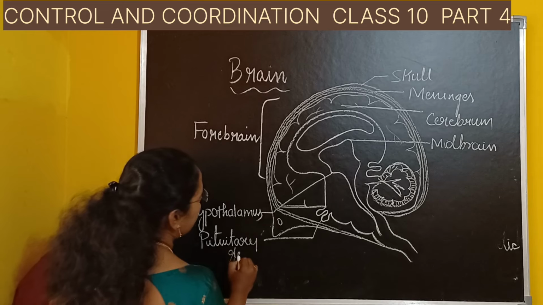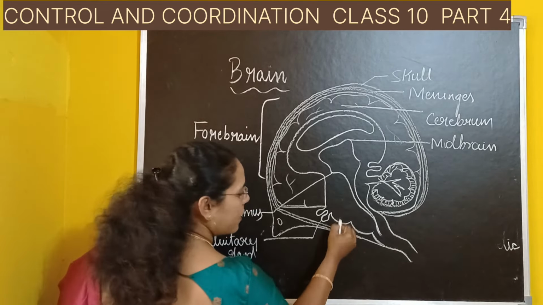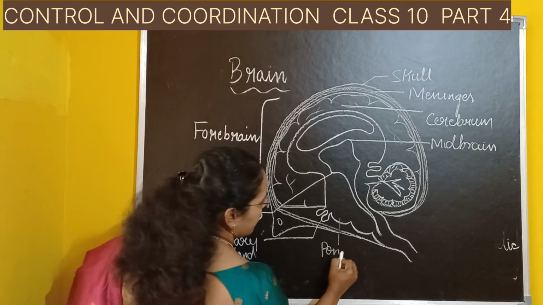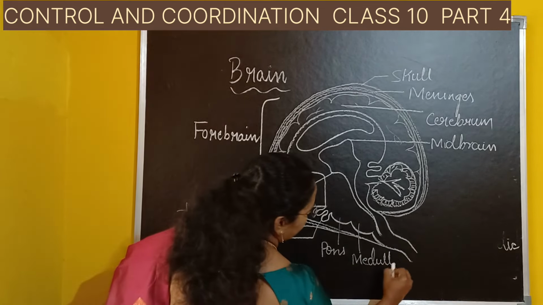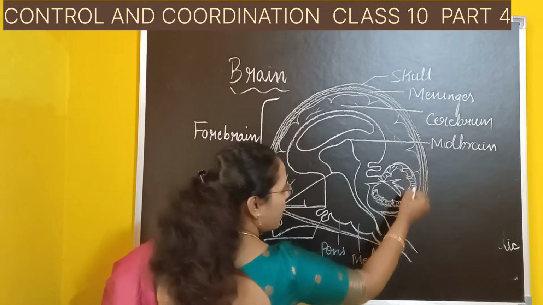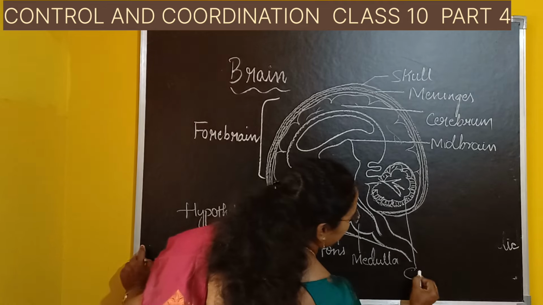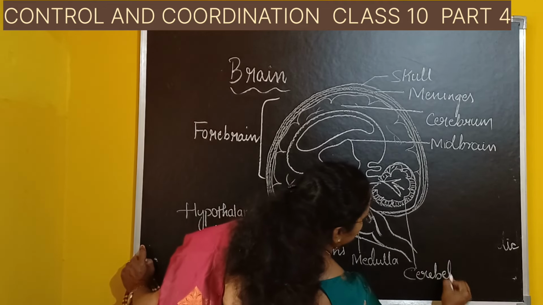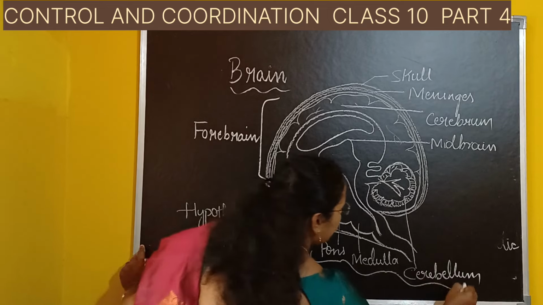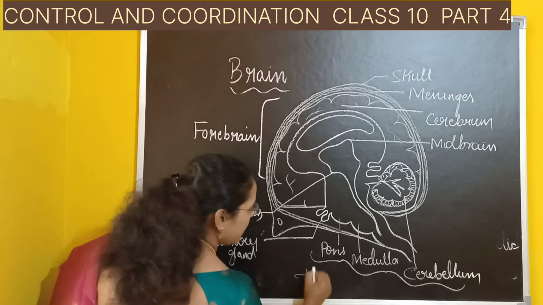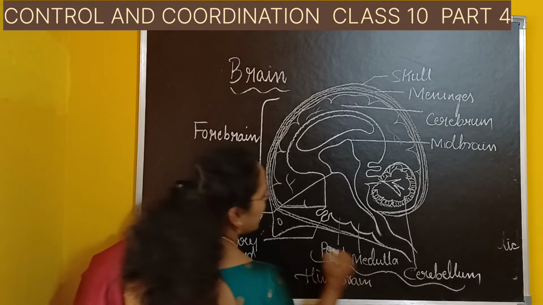Pituitary gland. Then the first turning which I have written here is called pons. The second turning is for medulla. And the third, the ball-like structure which you are seeing here, is called cerebellum. All these three things together we will call hindbrain.